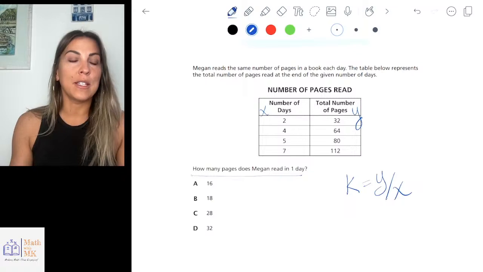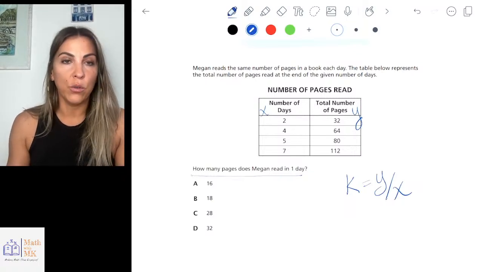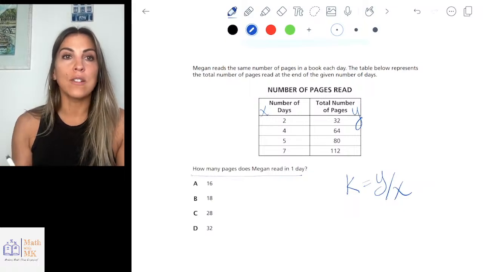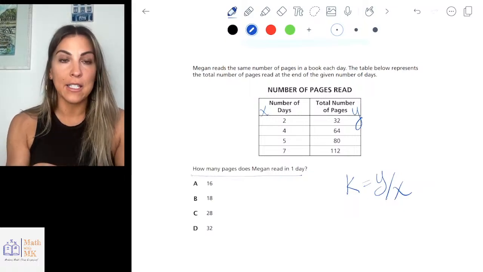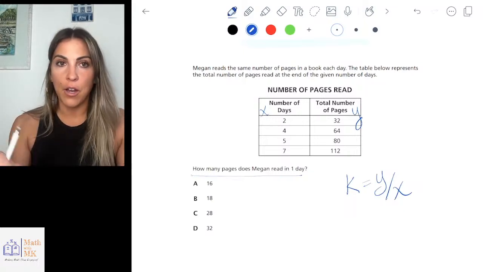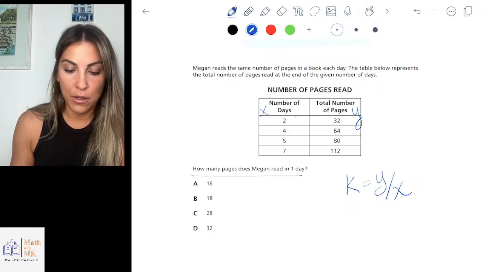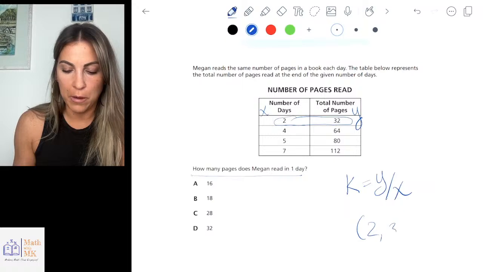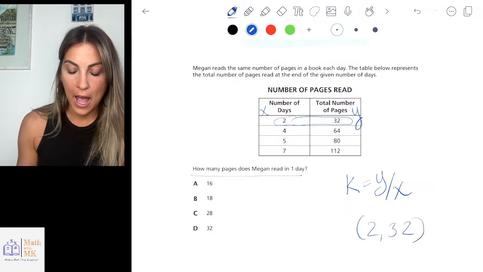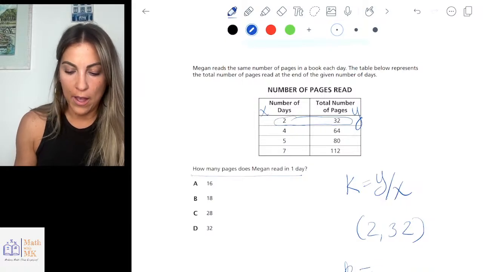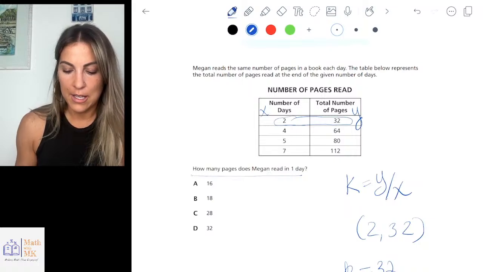So it is as simple as taking any Y value from your table or your set and dividing it by its corresponding X value. So not just any X value from the table, but the X value that corresponds to it, that's paired up with it. So I'm going to go ahead and pick this first ordered pair, 2 comma 32. I'm going to write that as an ordered pair, (2, 32), and I'm going to plug it into my formula. So K is equal to Y, which is 32, divided by 2. So K is equal to 16.